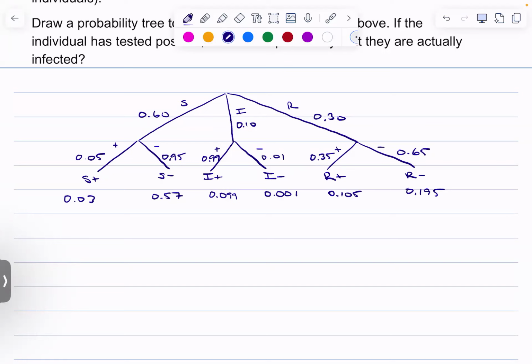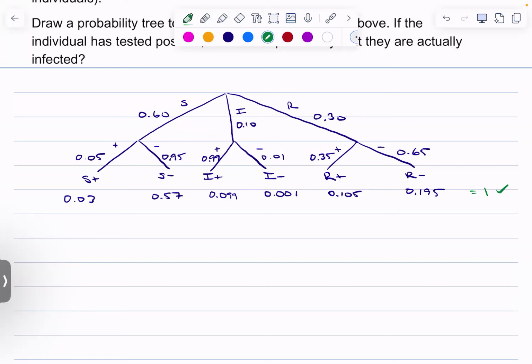Because now I can make sure that these all add to 1. 0.03 plus 0.57 plus 0.099 plus 0.001 plus 0.105 plus 0.195. Whew! They add to 1. Great. So now I'm feeling confident in my calculations.